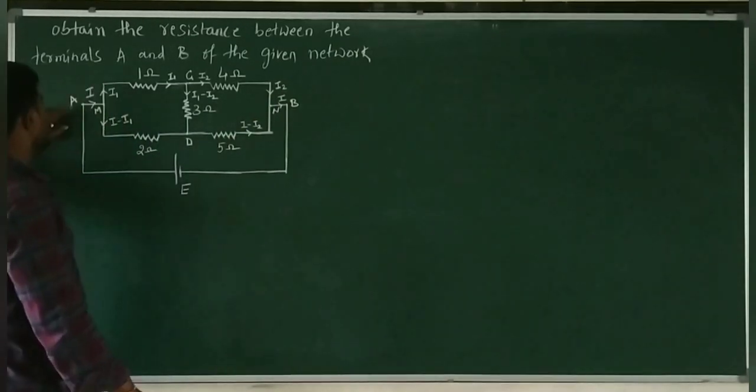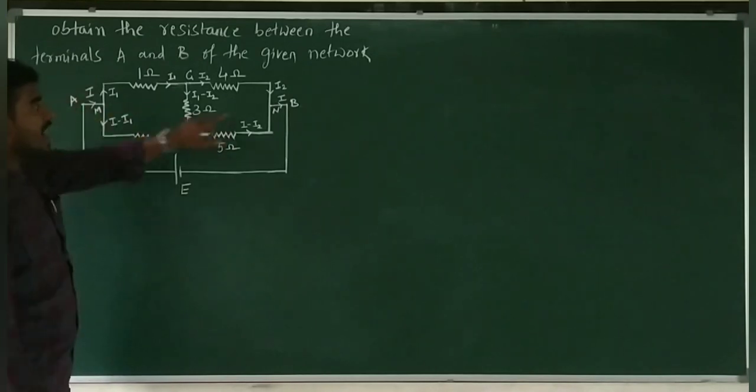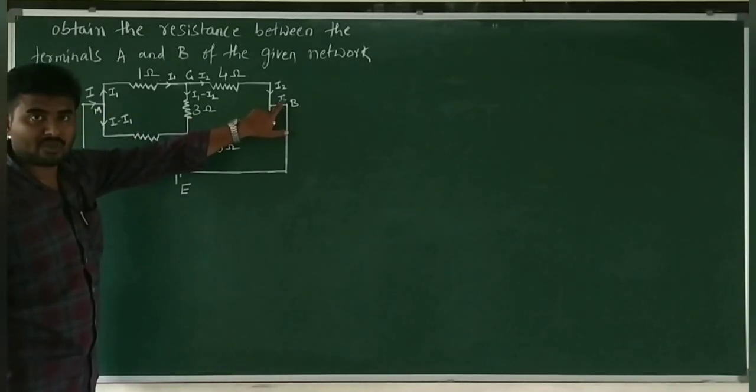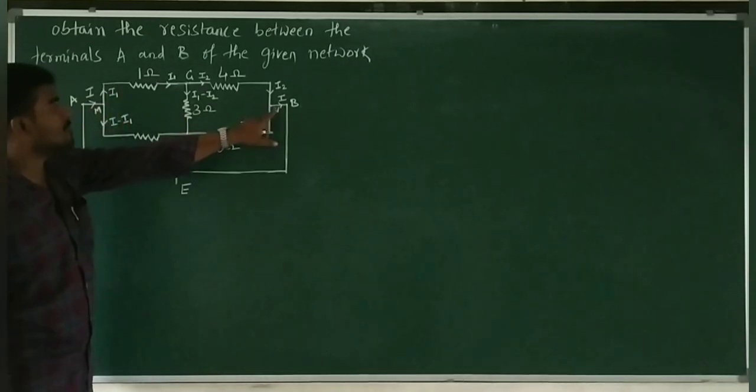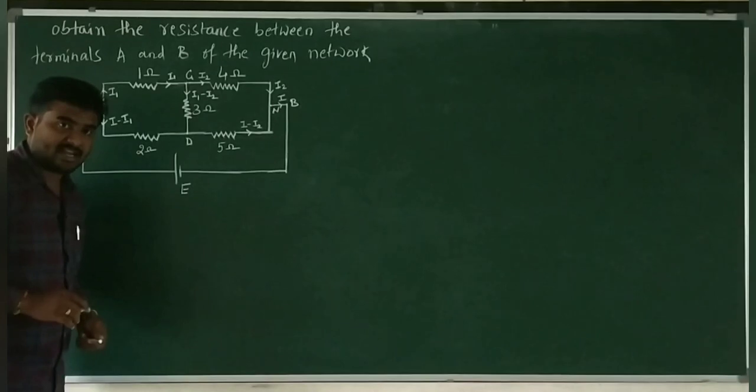From A, how much current is entering? I current is entering. From N, how much current is leaving? I current is leaving. Current entering the junction must be equal to current leaving the junction. Understand? So our naming is correct.